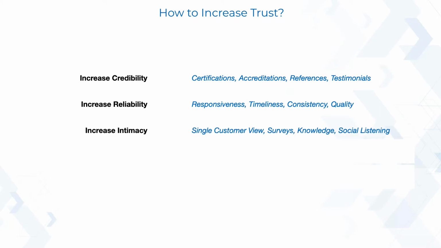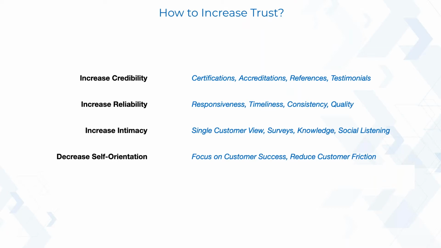And intimacy. So having a single customer view, surveying your customers, having internal knowledge articles or a knowledge base that tracks the information about your customer so that you don't have to re-ask the same question. Listening to your customer to understand their sentiment, all of those things really increase your intimacy. And decreasing self-orientation. This one is quite hard to measure, to be honest. So you can either focus on customer success or you can reduce customer friction.